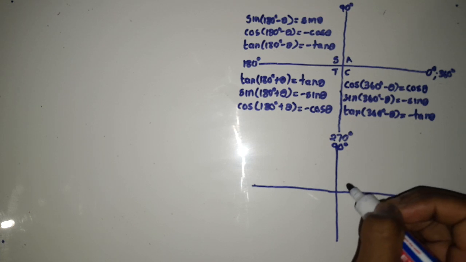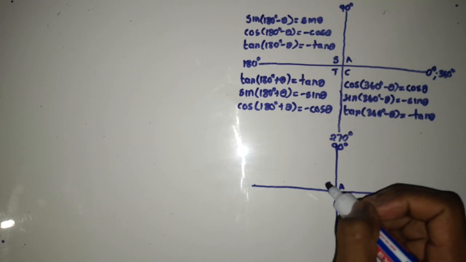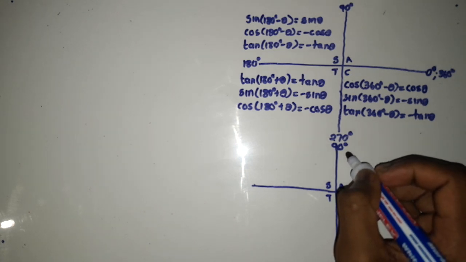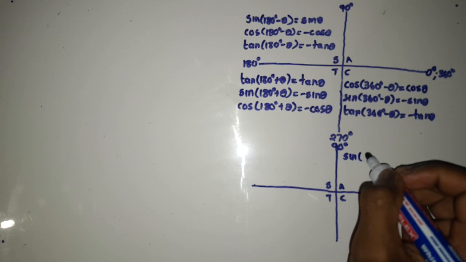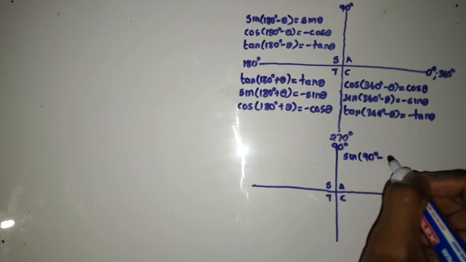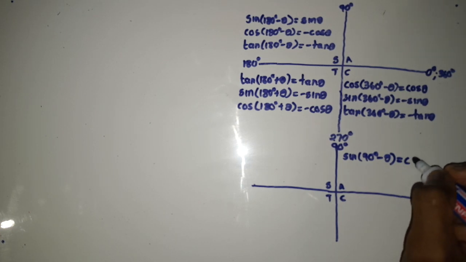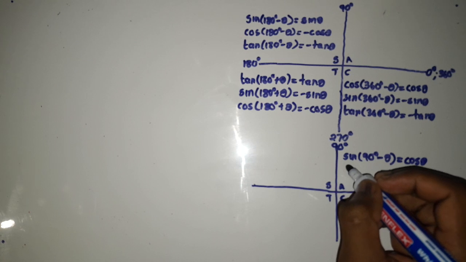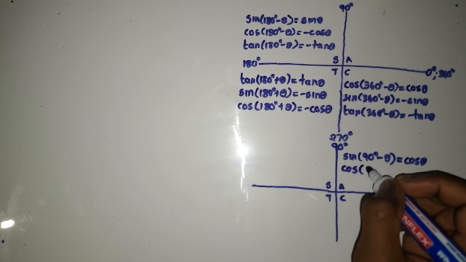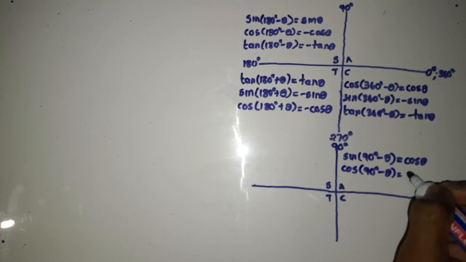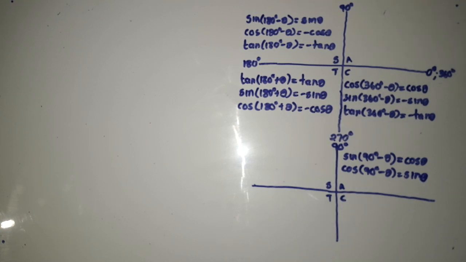Let us start with the first quadrant, let me say 90. Sine 90 minus theta going to change into positive cos theta. Then we also have cos 90 degrees minus theta. We get positive sine theta. You see, you need to know these things.